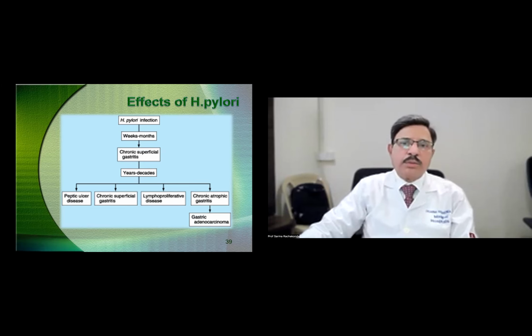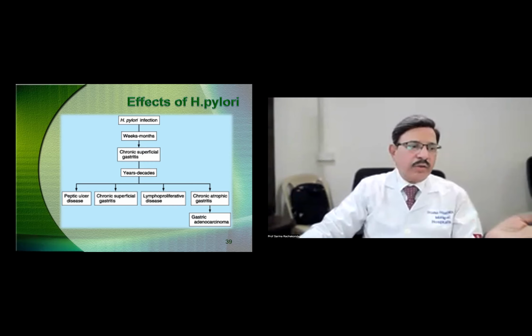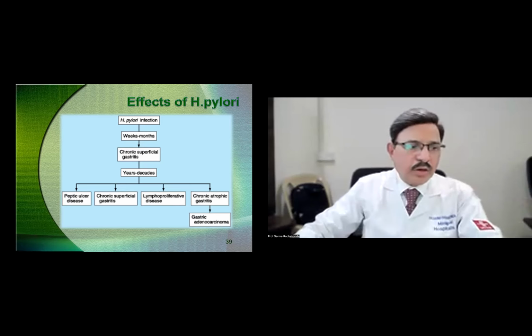So that means H. pylori is not a benign condition. It must be identified and treated, because it can lead to PUD, chronic gastritis, lymphoproliferation, atrophic gastritis, and adenocarcinoma. It doesn't happen in 1 week or 15 days or 6 months. Over the years, if H. pylori is left untreated, it can go on like this.